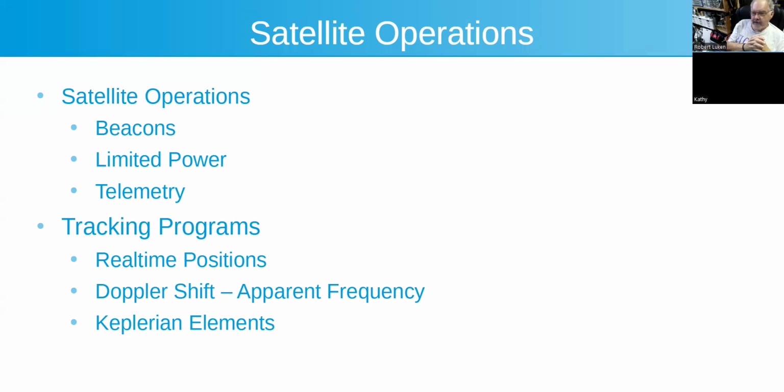The tracking programs are all based on input data of what we call the Keplerian elements, which are published with all the information about the various satellites that these programs can use to predict the positions. They're not actually getting data from the satellite. They're calculating where it's supposed to be based on those Keplerian elements, which show apogee and perigee and various times and all that kind of stuff, the Dopplers.